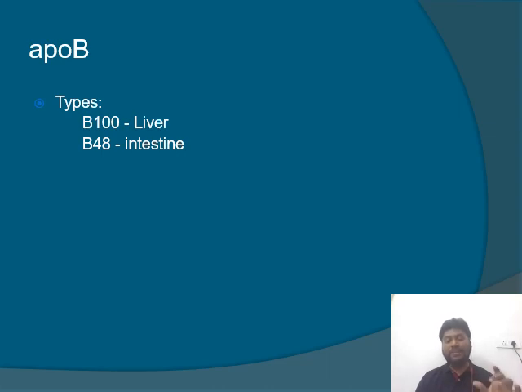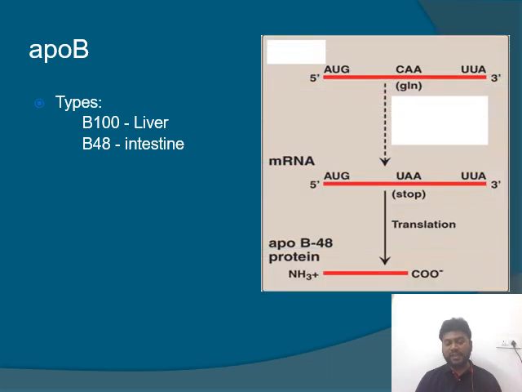Next, coming to ApoB. As I already mentioned, we have two different types: ApoB100 and ApoB48. B100 is synthesized exclusively in the liver, whereas B48 is synthesized in the intestine. Both in liver and intestine, the ApoB protein is synthesized from the same gene. But what is the difference? In the intestine, by a process called mRNA editing, a cytosine nucleotide somewhere in the middle of the RNA is edited and converted to uracil.